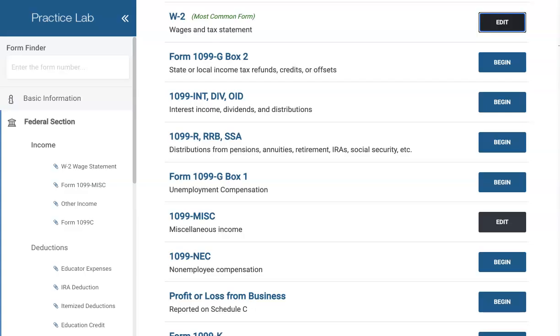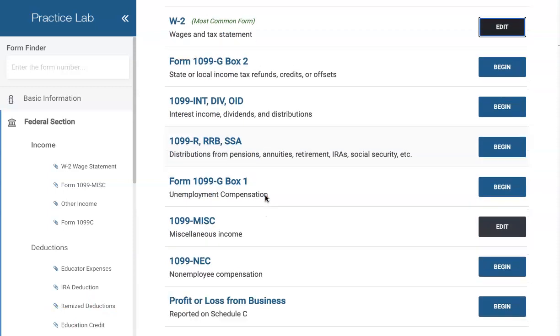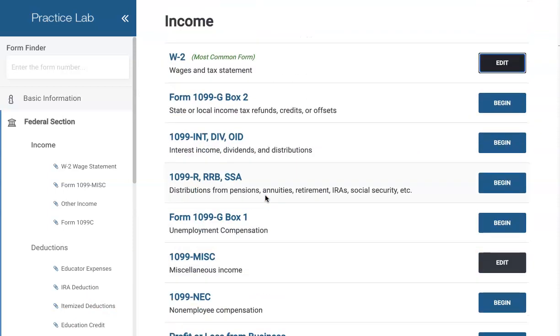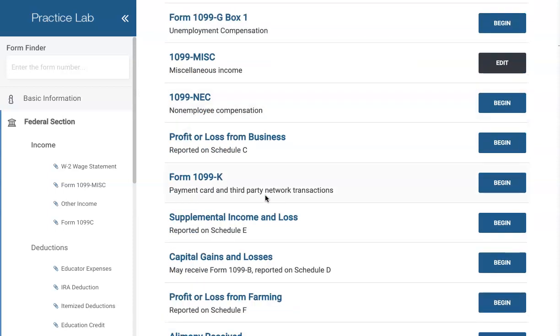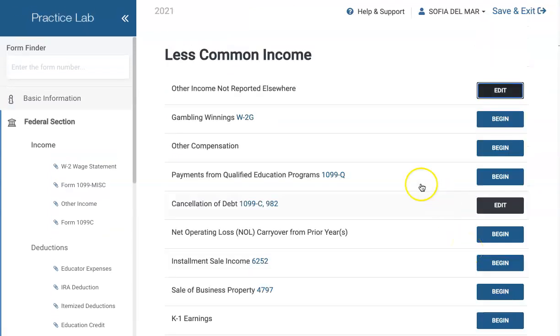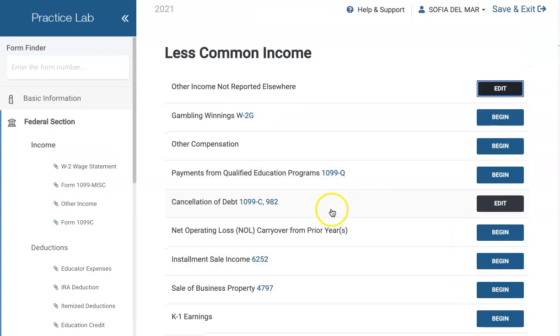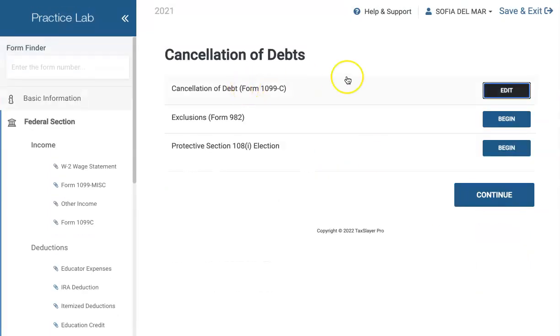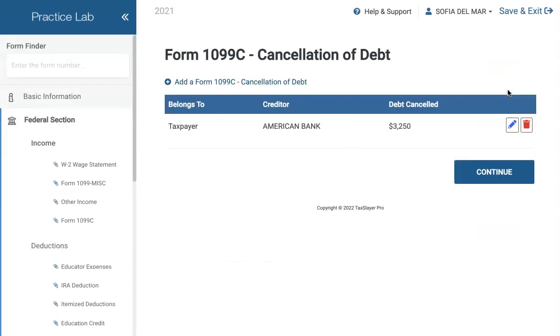So the last thing to enter into Tax-Slayer is that 1099-C, cancellation of debt. Presumably you found how to do that under income. On the income menu, you go to less common income, and there's cancellation of debt. Click on edit. And here's cancellation of debt. If you really had to go somewhere else, you would click other income not reported. You go to cancellation of debt, and there is another step to take, and we'll ignore that.